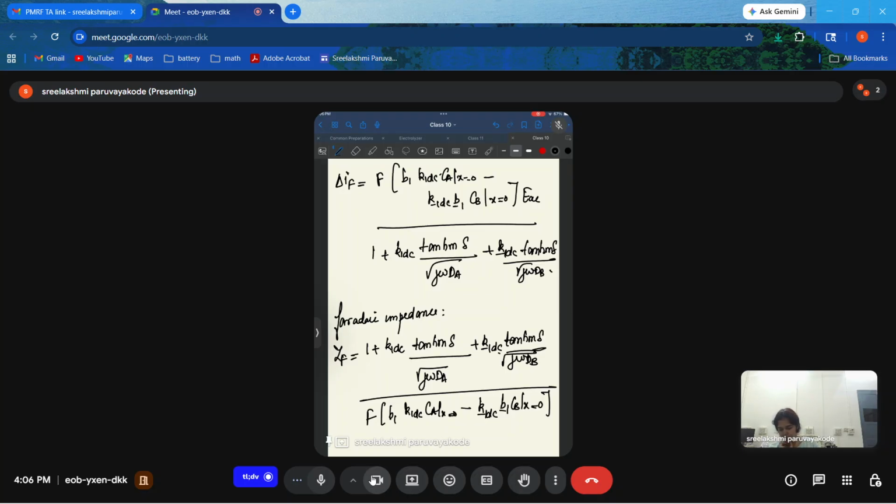So here, as before, you have the RT term, plus the Warburg impedance of A, plus the Warburg impedance of B. So 1 by F into B1 K1 DC CA at x equal to 0 minus K minus 1 DC B minus 1 CB at x equal to 0. That will be the RP value. So the second term corresponds to the impedance due to Warburg of A, and the third term is because of the Warburg impedance of B.